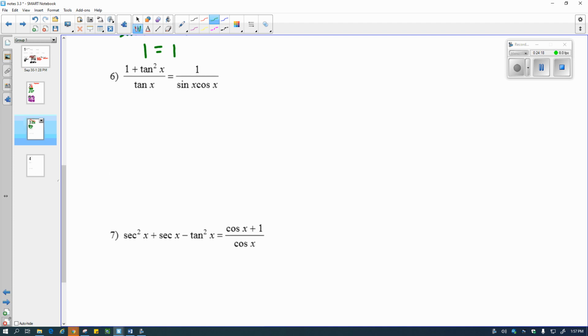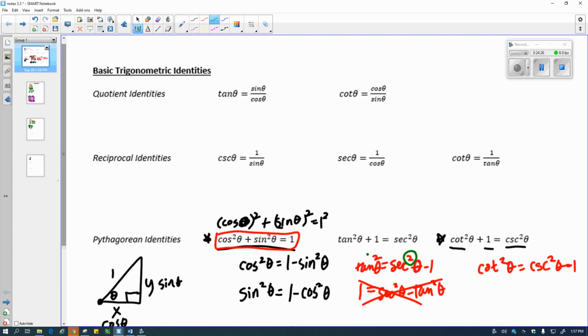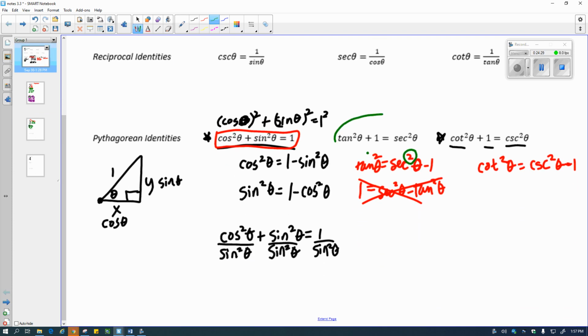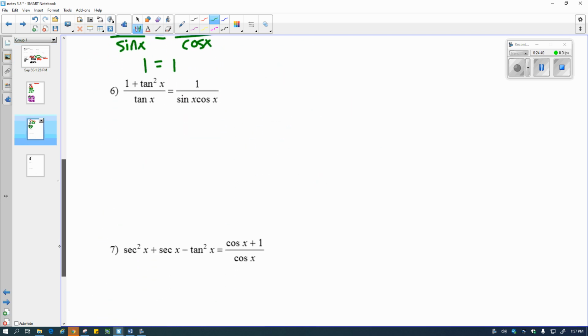So this is a 1 plus tangent squared. And so again, I'm going to go back to that first page because I feel like I remember seeing that right here, 1 plus tangent squared or tangent squared plus 1. That's the same thing because addition is commutative. That's one where I can go back here, and that means that I can rewrite 1 plus tangent squared as secant squared. So that's secant squared over tangent equals 1 over sine cosine.